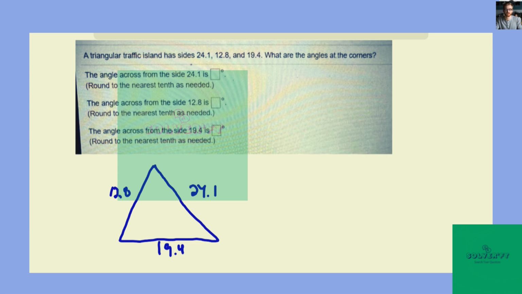I'm going to call the angle away from the 24.1 angle A, the one away from 12.8 angle B, and angle C. Okay, so we can first find the angle across from 24.1 using the law of cosines, which in general is the following.